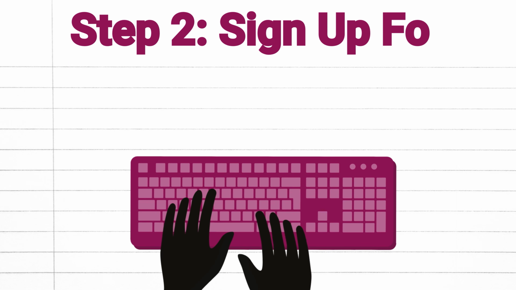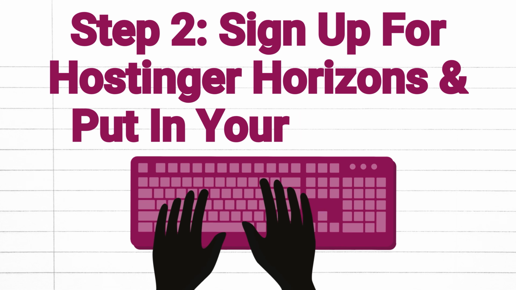Step number 2, sign up for Hostinger Horizons and put in your prompt. I'm not kidding. That's how simple this is. If this stuff existed when I was 14 years old, I would have never even gotten to high school, I'm telling you. You're literally just gonna go into the AI and paste that prompt and it's gonna create it for you in a matter of minutes, and you can get started promoting it in a matter of minutes.